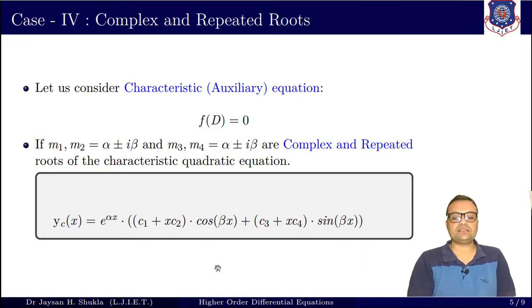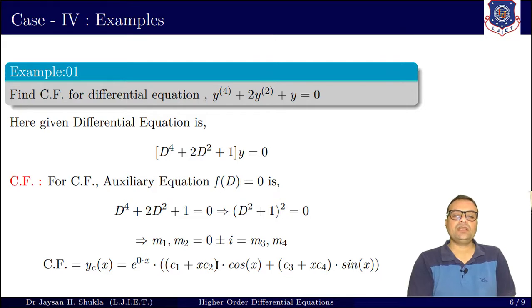Let us consider some examples. Suppose I take my first example, y raised to 4 plus 2y raised to 2 plus y equal to 0. This superscript 4 in small brackets indicates a derivative, and as it is 4 over here, it indicates a fourth order derivative. Considering operator form, it gives us D raised to 4 plus 2D square plus 1 times y equals 0, and by taking the auxiliary equation f of D equal to 0, we can find the complementary function.